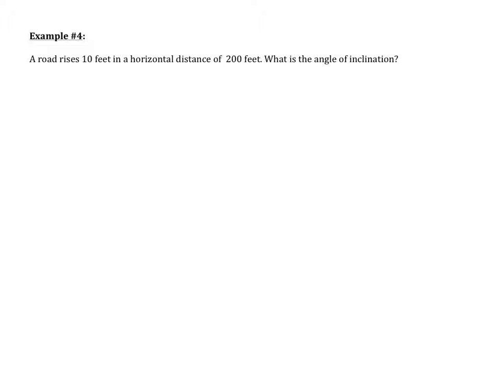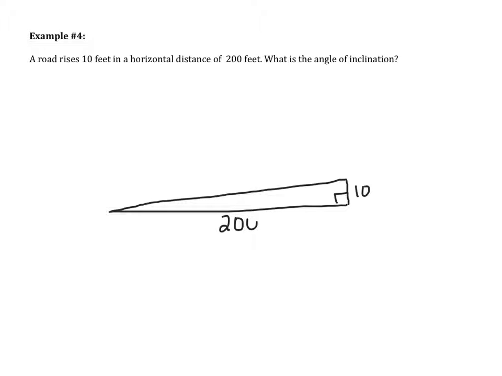A road rises 10 feet in a horizontal distance of 200 feet. So it's saying if it's going 200 feet this way, it only rises 10 feet vertically. And the road would be on top. So notice a right triangle is formed. So 10 feet it rises, 200 feet horizontally, and it's asking for this angle right here.